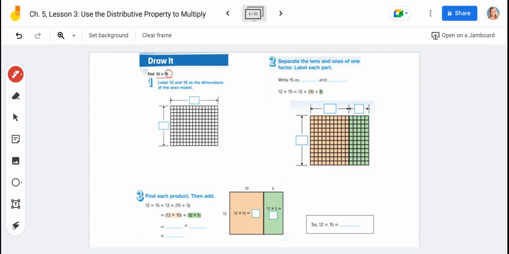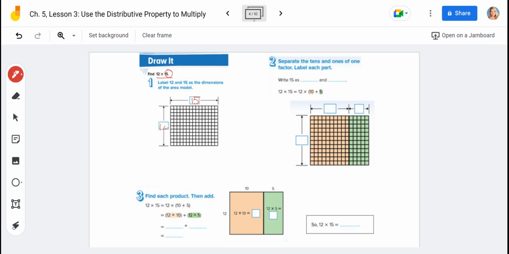Now, it's easy to say, oh, well, we decompose the biggest number. No, you can decompose the 12, you can decompose the 15, or you can decompose both the 12 and the 15. But again, we're not doing that today. We're only decomposing one of our factors today. The number that we're going to decompose is going to go on the top.